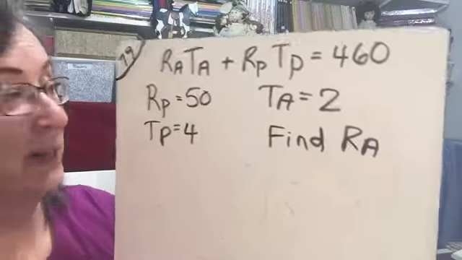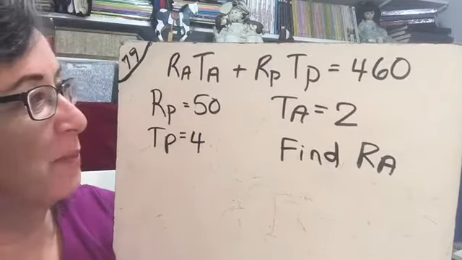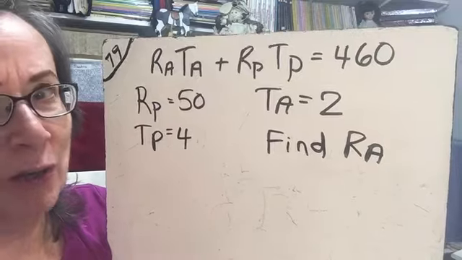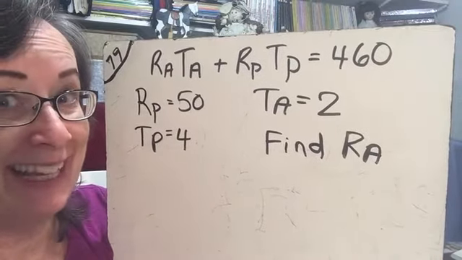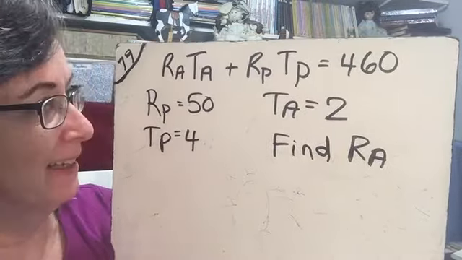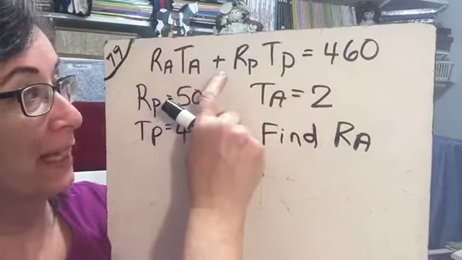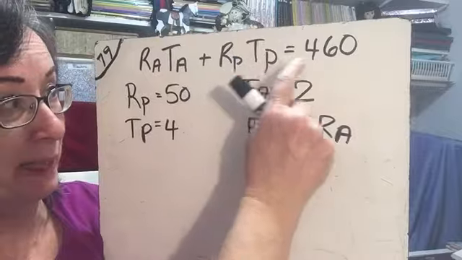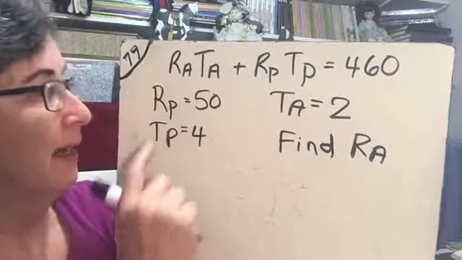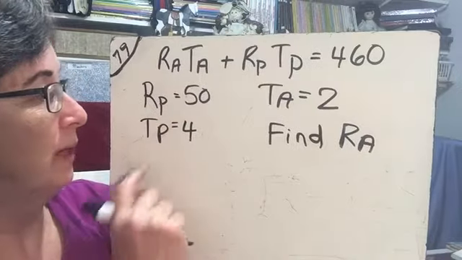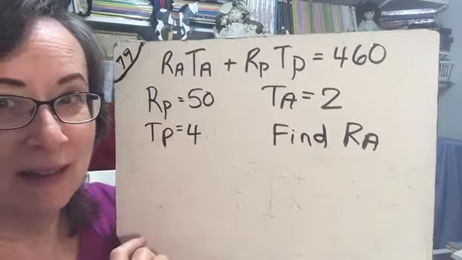All right, so here we are with our first practice problem. So copy it all down, and then I want you to go and do it on your own, and then turn this back on and see. R sub a times T sub a plus R sub p times T sub p is 460. But R sub p is 50, T sub a is 2, and T sub p is 4.